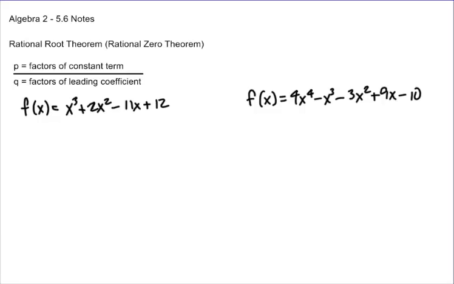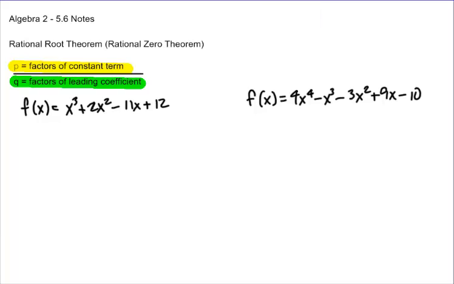Okay, what we're going to look at in this section is rational roots, or the rational root theorem, or the rational zero theorem, which says that if you have a rational root of a polynomial, then you take the factors of p, which is the constant term, and you put them over the factors of q, which is the leading coefficient. And it's really not a painful process.